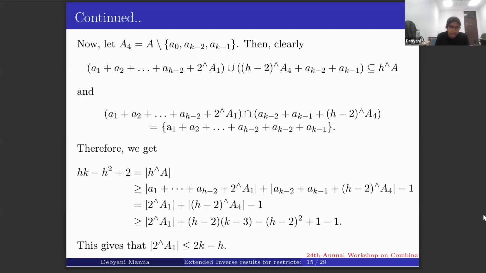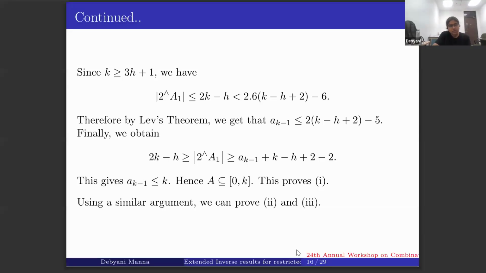So we assume that the cardinality of h cap a is equal to hk minus h square plus 2. So this would be greater than or equal to, as this is a subset of h cap a. So by some simple calculation, we'll have that 2 cap of a1 will be less than or equal to 2k minus h. And now since k is greater than or equal to 3k plus h, so we'll have this.